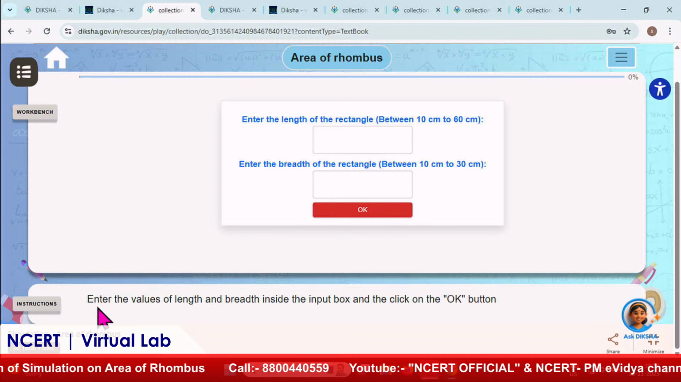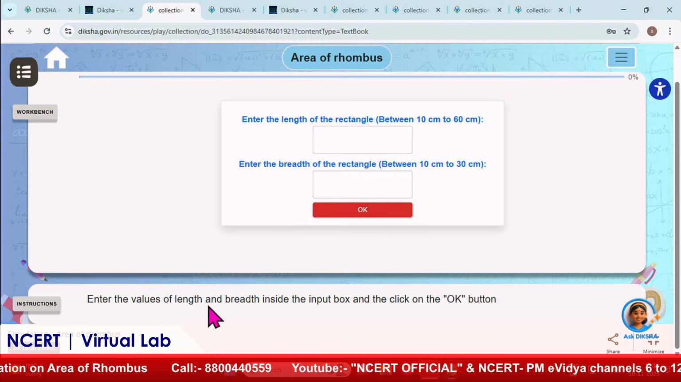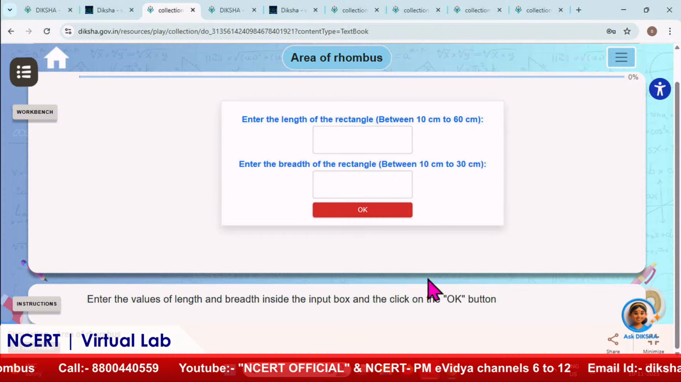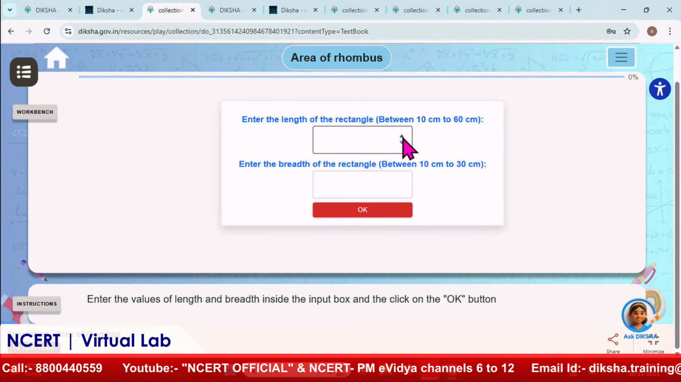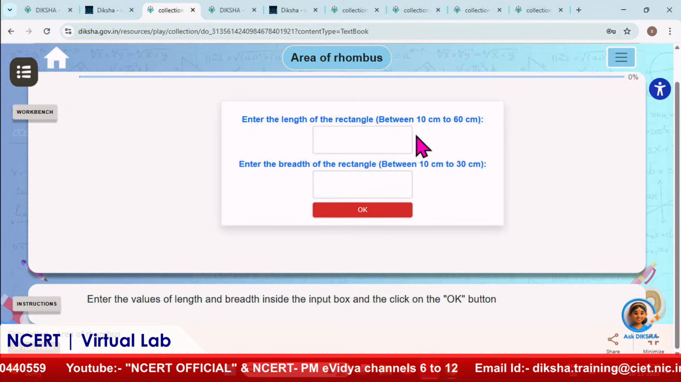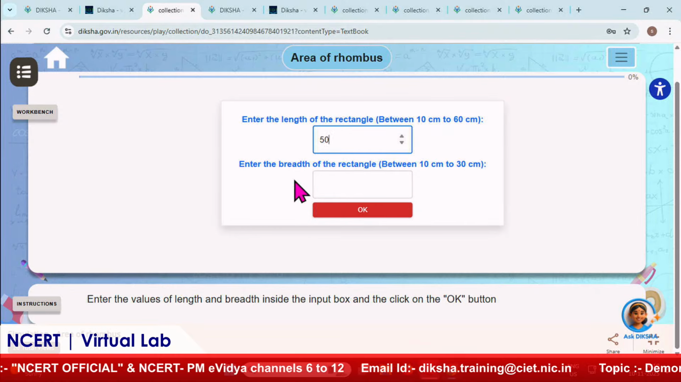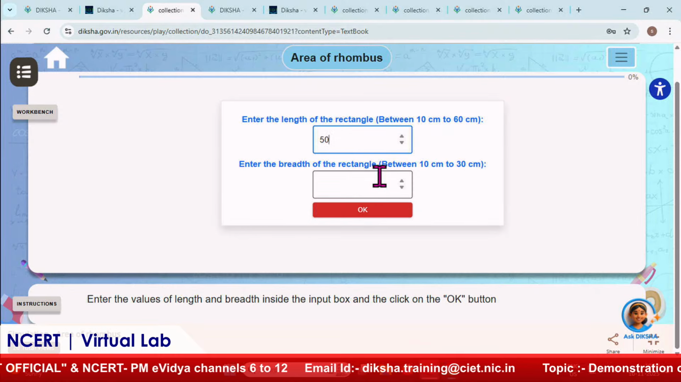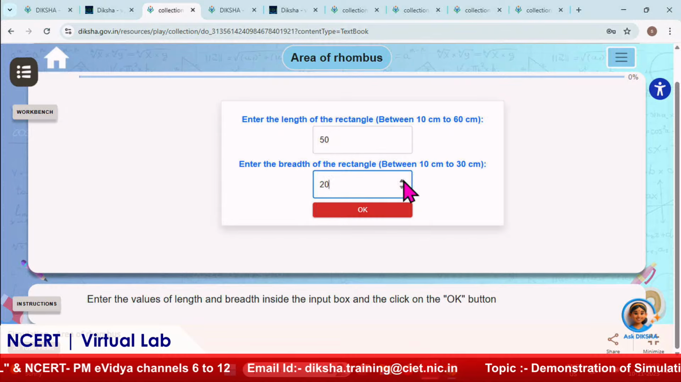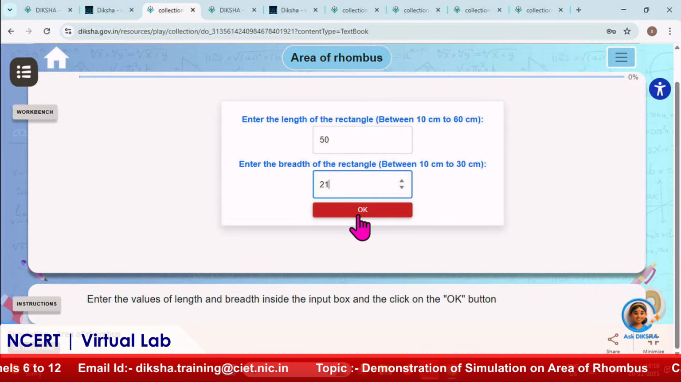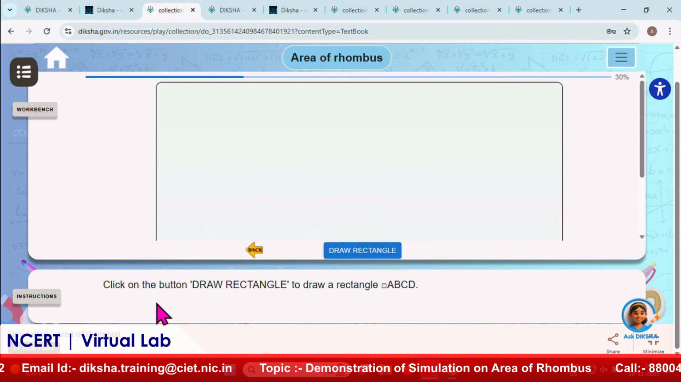The first instruction is: enter the values of length and breadth inside the input box and click on the OK button. Length should be any number between 10 and 60. We are selecting 50, and in a similar way we can select our breadth also. We are selecting 21. Now we have to click on the OK button.